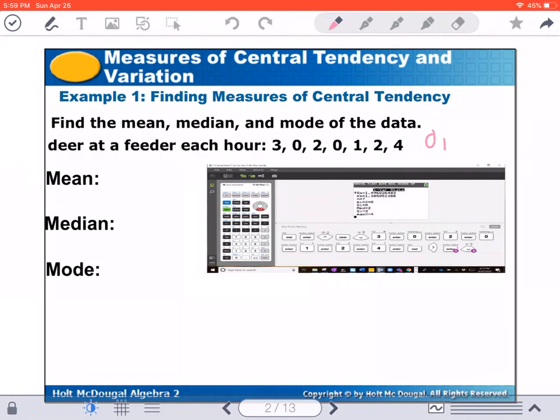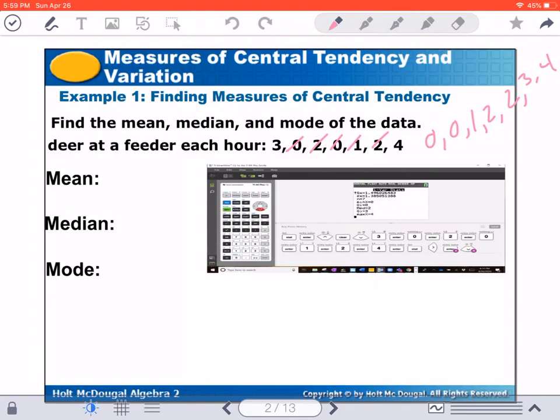So 0, 0. So I took care of those. 1, 2, 2, 3 and 4. Okay, so that's all my data in ascending order. If I want to figure out the mean of these, I'm going to add all of them together and then divide by the number of values that I have, right? So I have 1, 2, 3, 4, 5, 6, 7 data values.